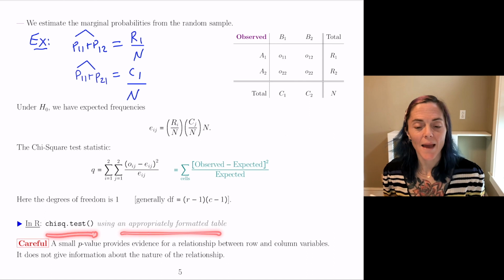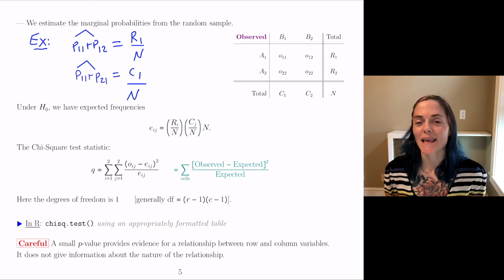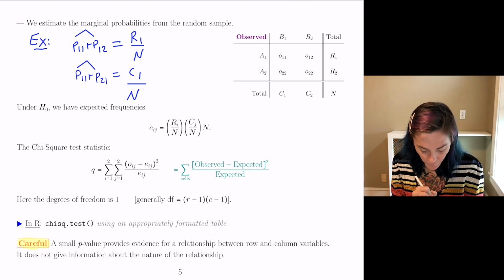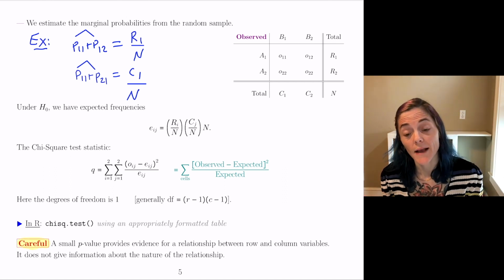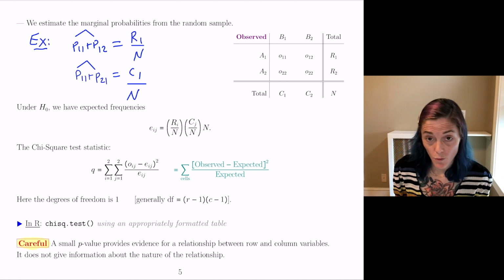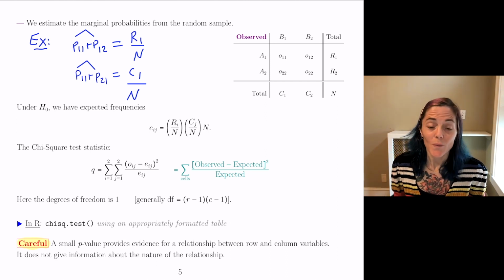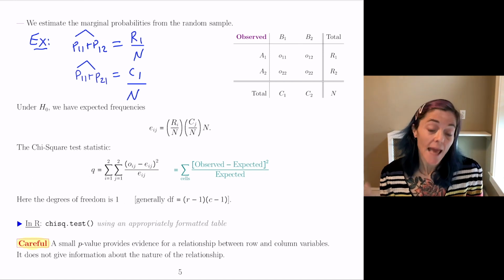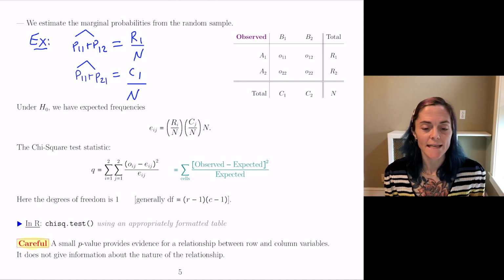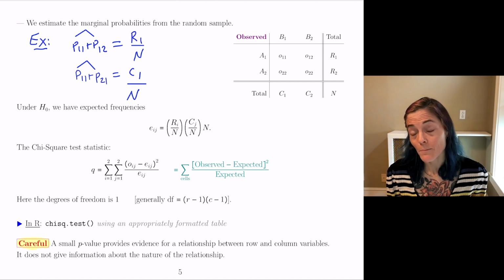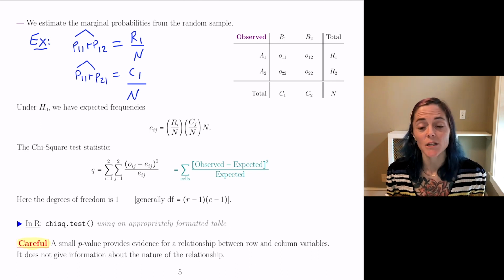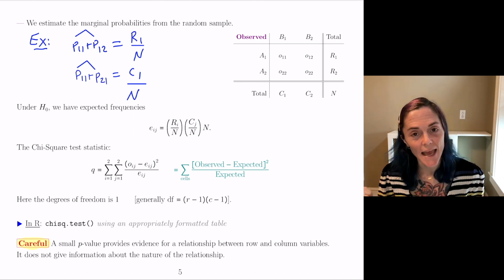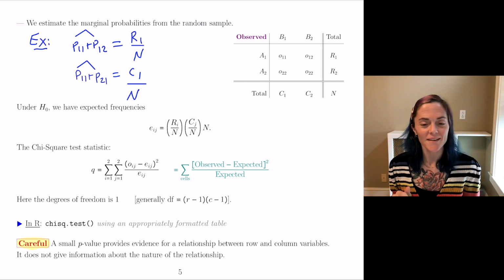In R, we still use chisq.test. We have to format the table so that it understands it's working with a contingency table. I have this note to be careful here. A small p-value provides evidence for a relationship between the row and column variables. We would reject the null that the row and column variables are independent and conclude we have some sort of relationship. However, a small p-value does not give any information on the nature of the relationship. And so that's just care to take when you're making conclusions from the chi-square test.